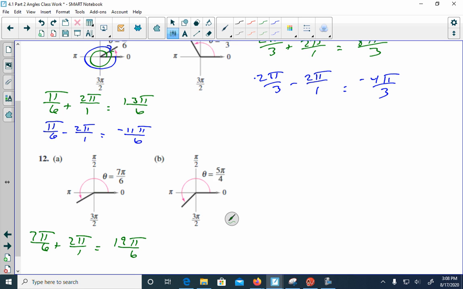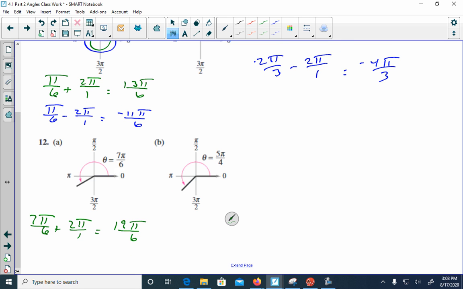Remember, if you are not a fan of fractions, and I can't imagine not being a fan of fractions, but let's say you're not, I'm just taking 7 over 6 plus 2 on my calculator. The calculator will do all the work for me, and you will get 19 over 6. Your calculator will leave it as a fraction for you. All you have to do is make sure you put that pi back in.